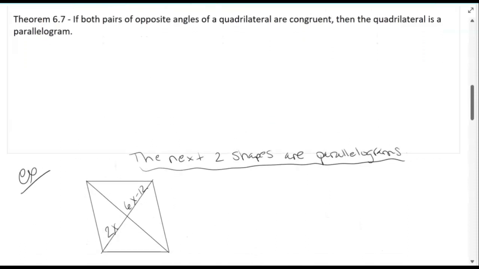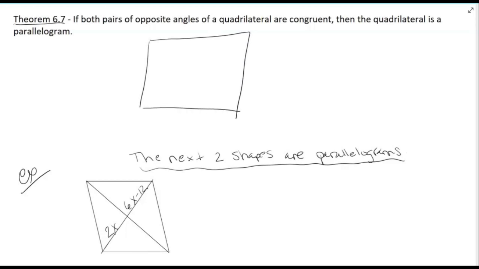All right, a final theorem here, 6.7. If both pairs of opposite angles of a quadrilateral are congruent, then the quadrilateral is a parallelogram. So now we're just talking about angles. If this angle is congruent to this angle and this angle is congruent to this angle, then you can also say that this figure is a parallelogram.